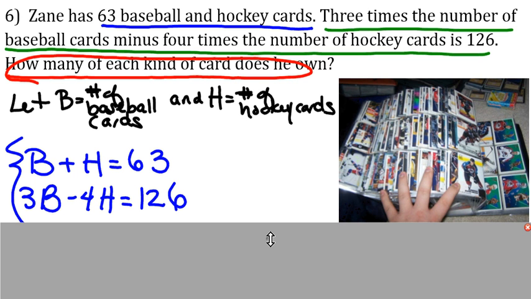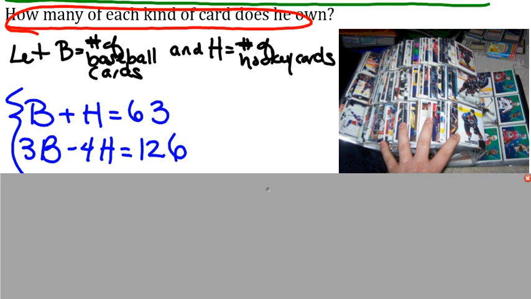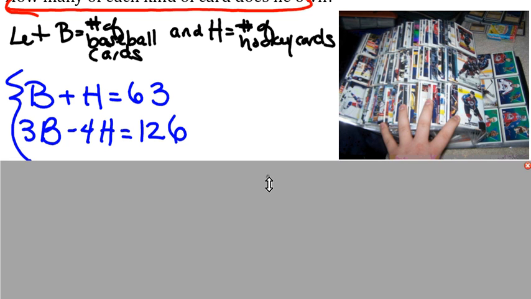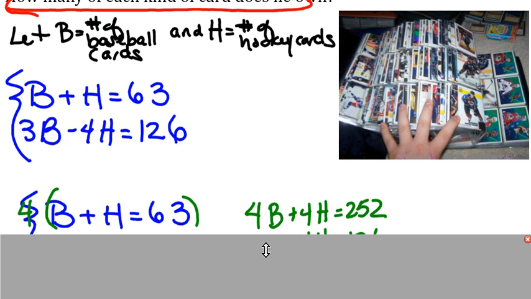So by examining what we have here, I'm trying to make a 0 with one of my variables. So I have a negative 4H and a positive H. If this was a positive 4H, I can make a 0 when I add the equations together. So let's take that first equation and multiply it by 4. In doing so, I'll have 4B plus 4H equals 252.